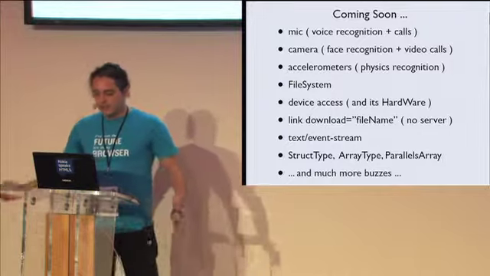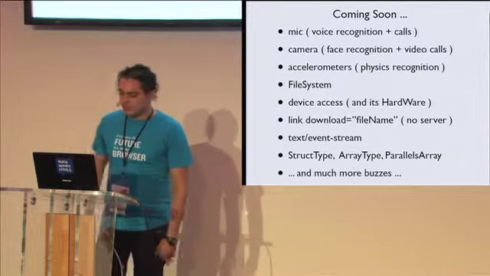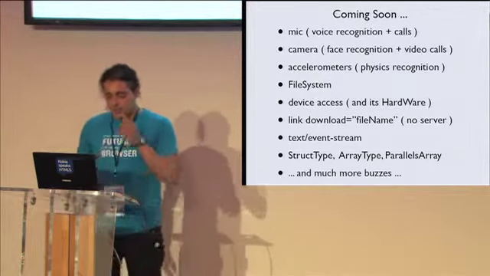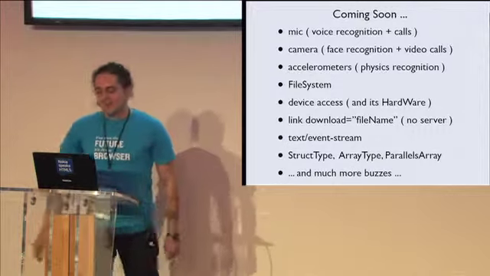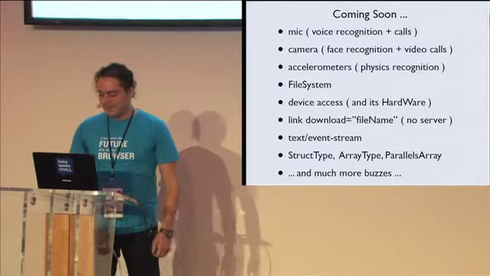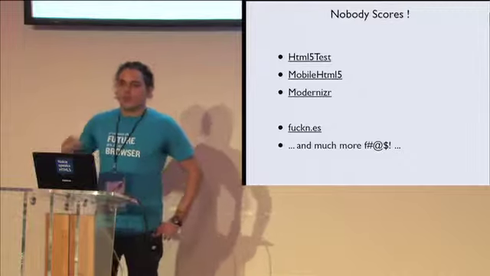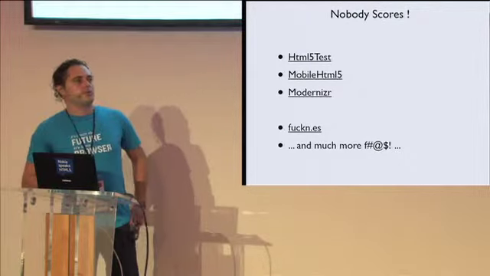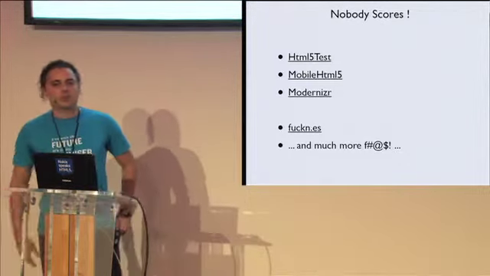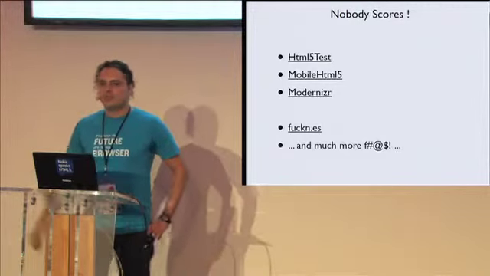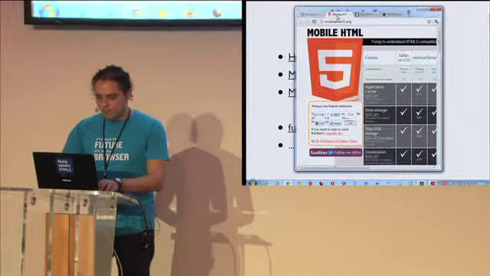Accelerometers, file system, the download file name attribute, to avoid server-side calls when you want to download something, event stream, struct type, array type, parallels, all this stuff that makes JavaScript so fast and cool. Not there yet. By the way, nobody scores. So all these things are in this HTML5 test. They have a massive list. They're trying to feature everything there. You can compile by yourself the latest WebKit nightly, enabling every single thing. And you will realize that in this page, most likely, there won't be any score.